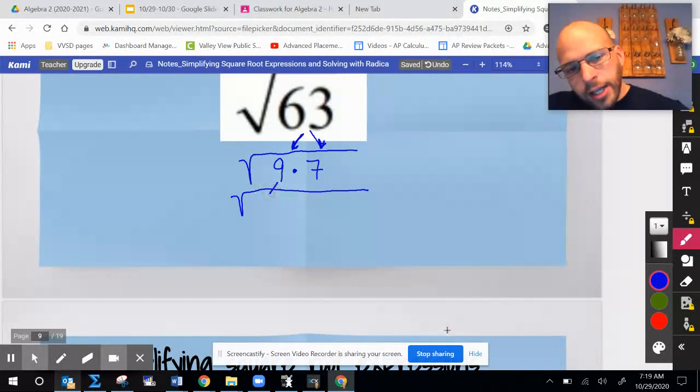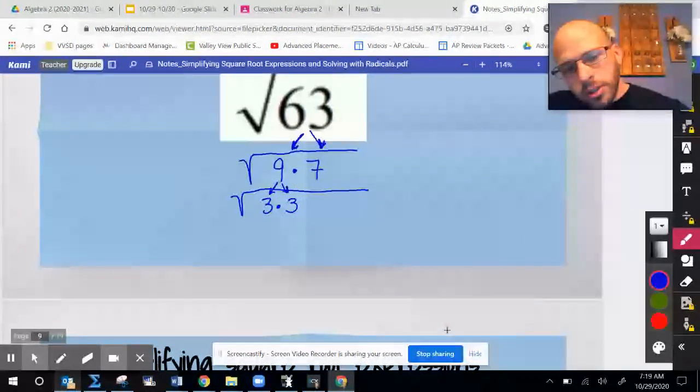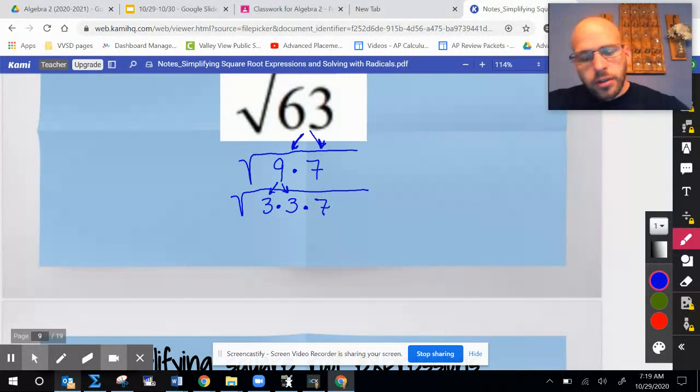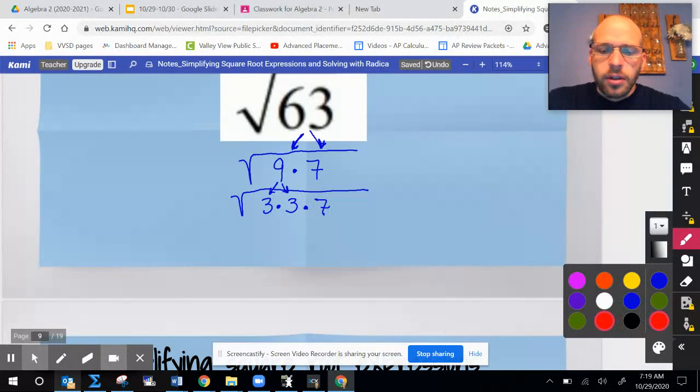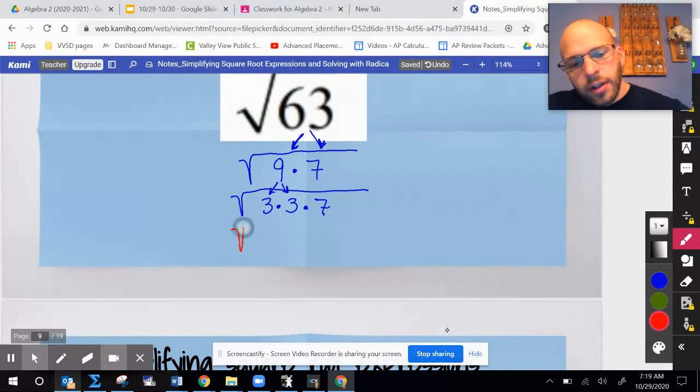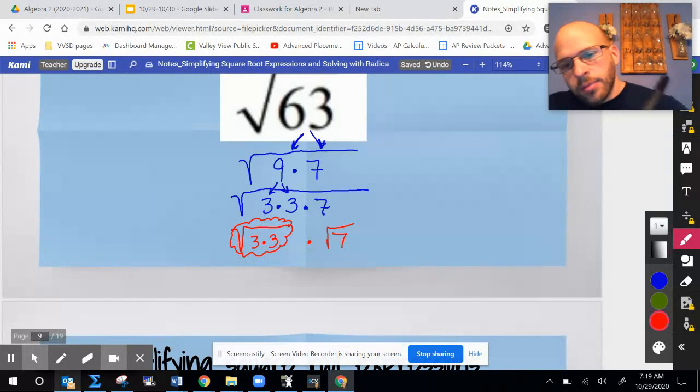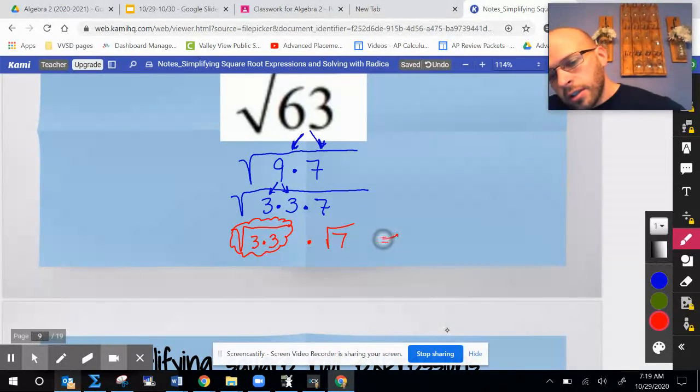I'm going to break 9 down into 3 times 3 times 7, right? And now you can see that I have the square root of 3 times 3 times the square root of 7. Well, whenever I have a square root of two of the same thing, my answer here is just going to be 3.